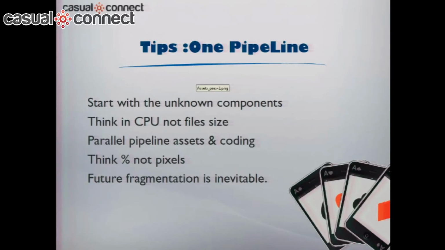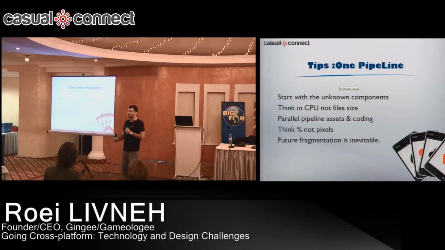A friend of mine who used to have a huge studio created a game with a huge budget. It was fantastic. We got a budget, and everything was fantastic. And then he realized he cannot access a certain device camera, and basically the project failed. So start with the unknown components, the things that you don't know how to solve first, and then continue to the very well-known, which is easy.